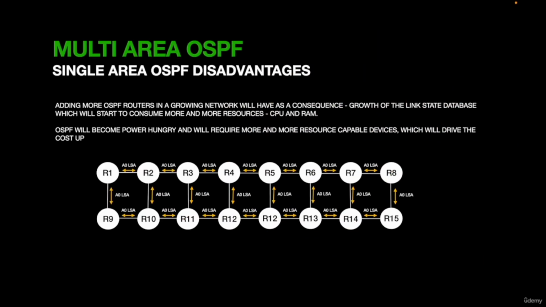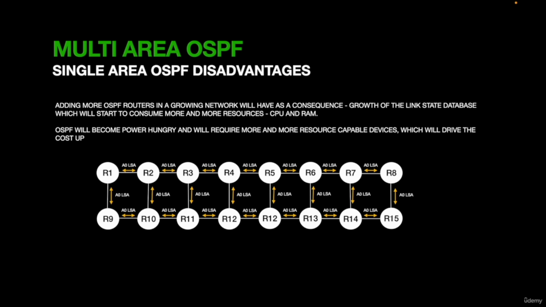So let's say that we're running our single area OSPF, and we had 5 routers, but now we expanded our network to 15 routers. By adding more routers, we'll have a consequence, which is the growth of the link state database, which will start to consume more and more resources, CPU and RAM.